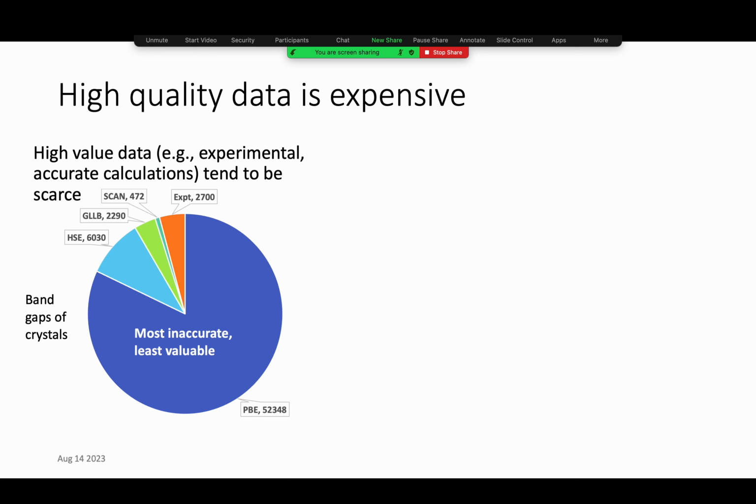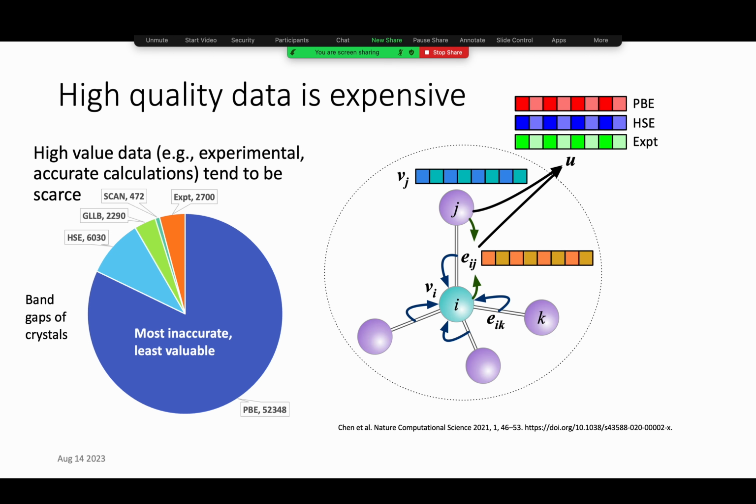And so it is not a surprise that we have a very large data set for PBE data. If you just go to the Materials Project, you can get about 52,000 band gaps. But if you are trying to get HSE band gaps, you have about one order of magnitude smaller data set, and of course you have even fewer experimental data, right? And this is where that global state variable that I talked about comes into play, right? We can use this global state variable to encode information about the fidelity of the data that we are using. So we can use one encoding for PBE, one encoding for HSE, and one encoding for experiments.